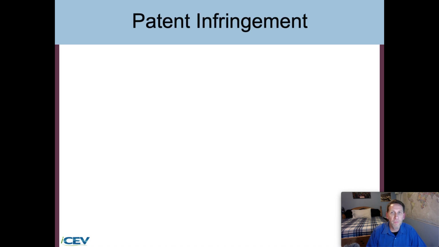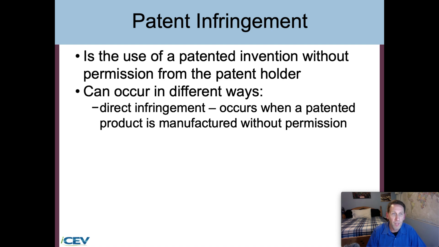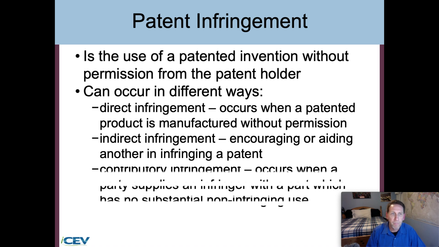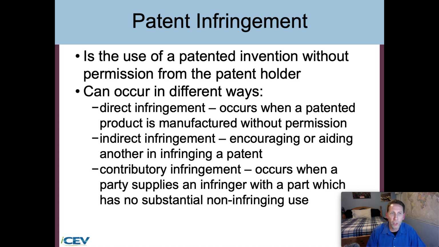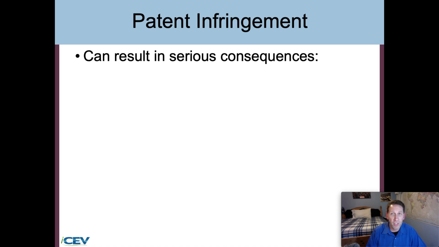Now, patent infringement is the use of a patented invention without permission from the patent holder, and it can occur in different ways. There's direct infringement, which occurs when a patented product is manufactured without permission. There's also indirect infringement, which is encouraging or aiding another in infringing a patent. And there's contributory infringement, which occurs when a party supplies an infringer with a part which has no substantial non-infringing use. Patent infringement can result in serious consequences.